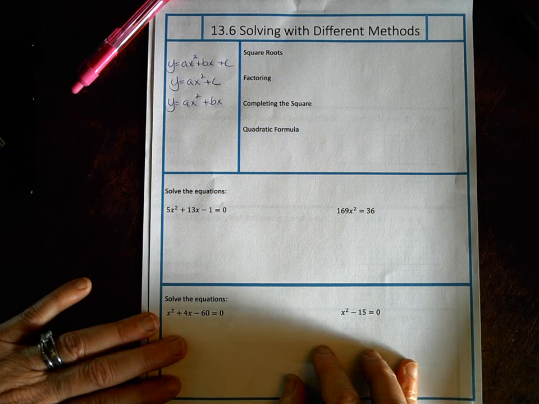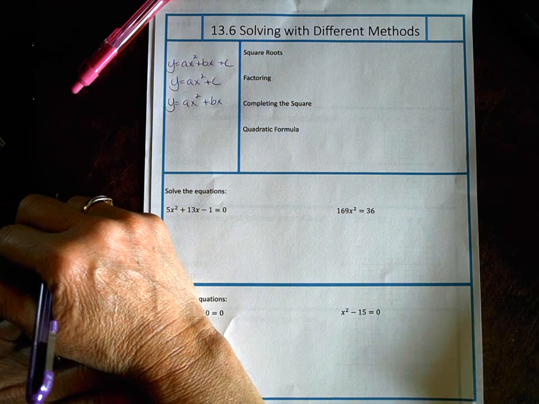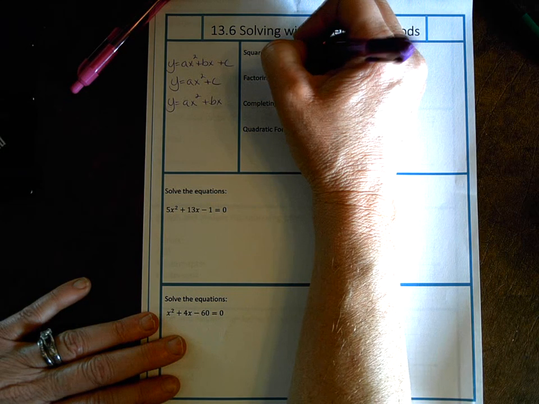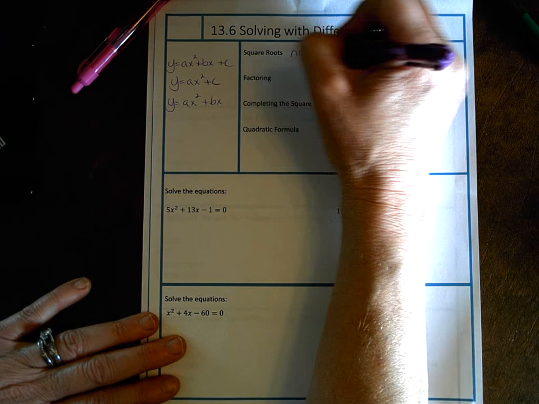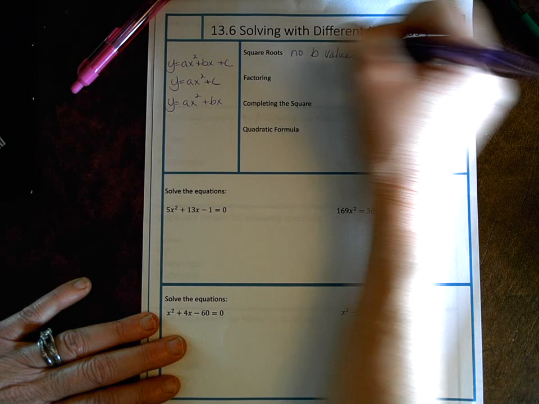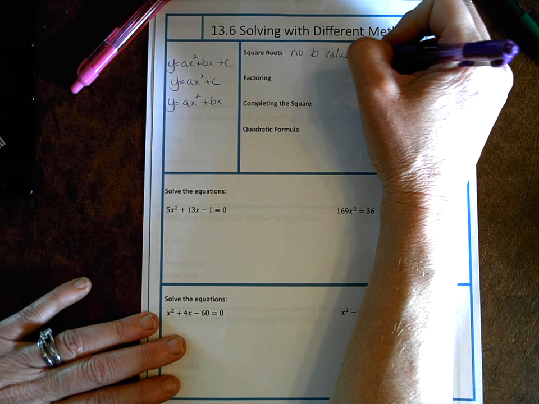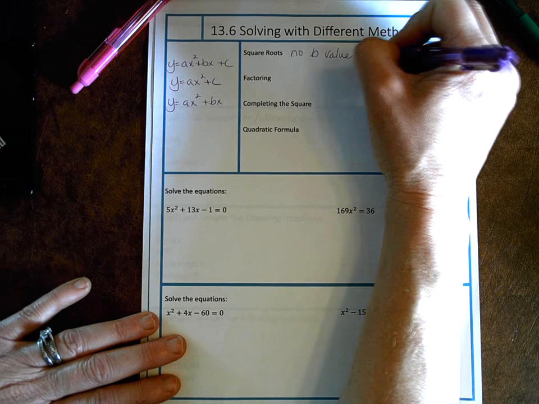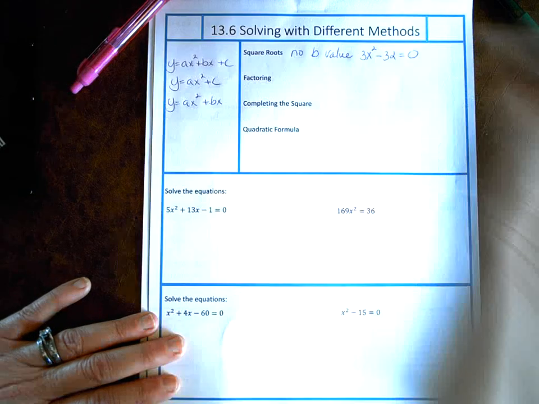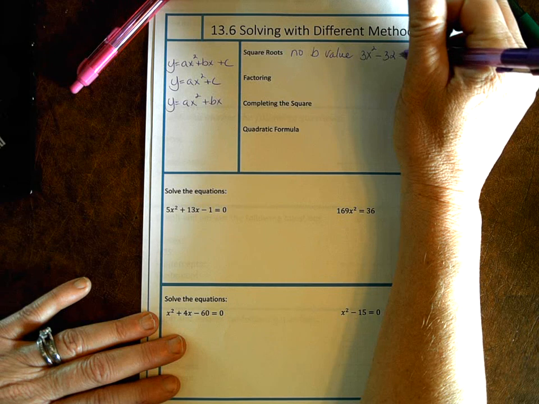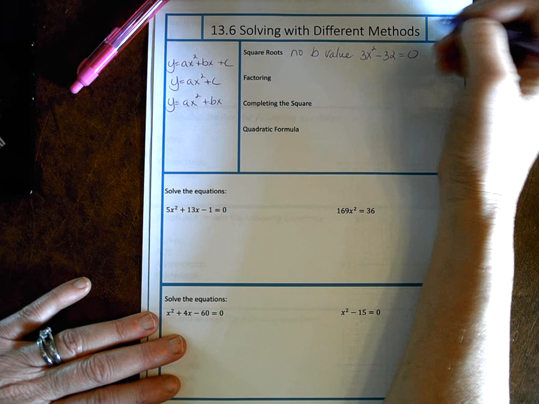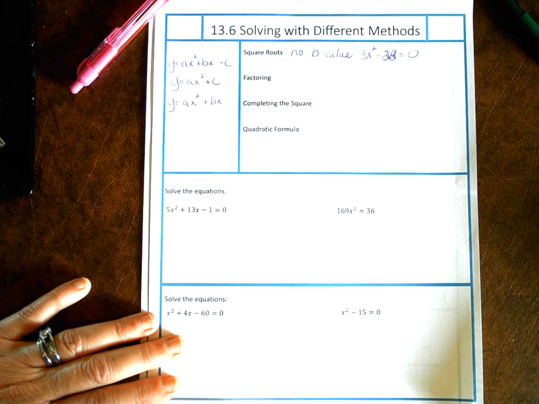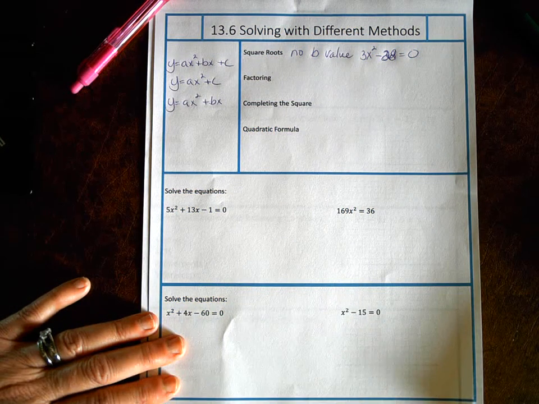And the first thing we did was square rooting, and that was in Unit 12. And that was when you had no b value. So for example, 3x squared minus 32 equals 0, something like that. That's not a good example, but maybe 28. Okay, so you had no b value. You could move the 28, divide by 3, square root.